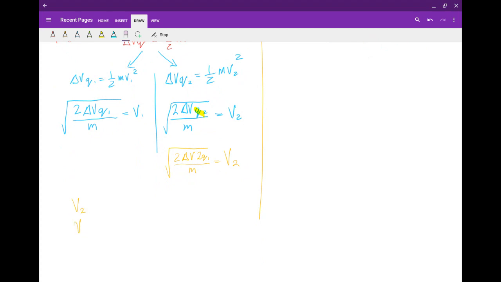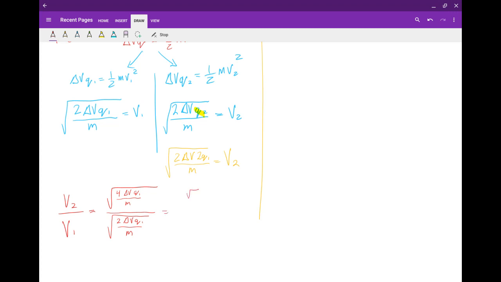And so what you tend to do is V2 over V1. All right. Perhaps I'll do this in red. So I'll take V2 over V1, and I'll basically just take the square root of 2. Well, actually, if I'm taking V2, this 2 and this 2 becomes a 4, right? Square root of 4 delta V Q1 over M, over the square root of 2 delta V Q1 over M.